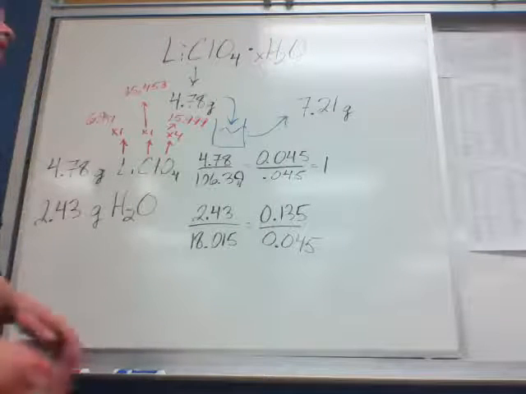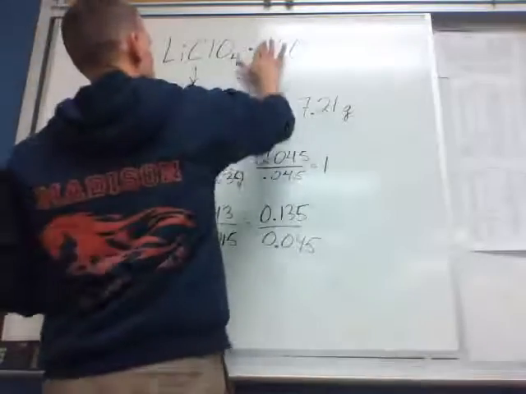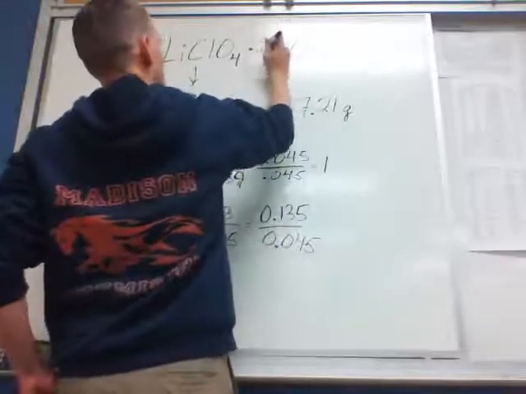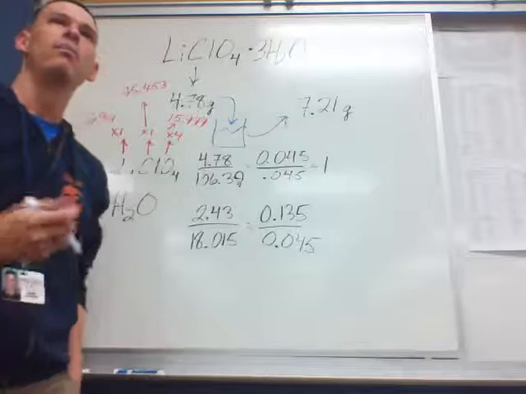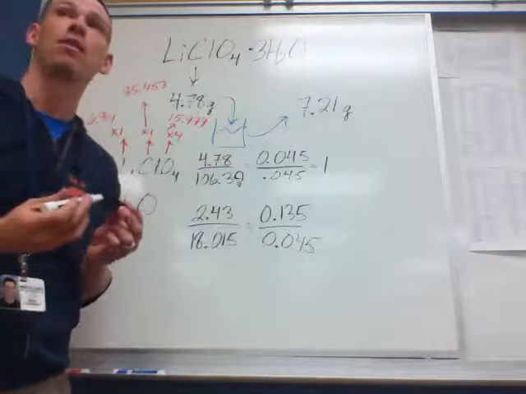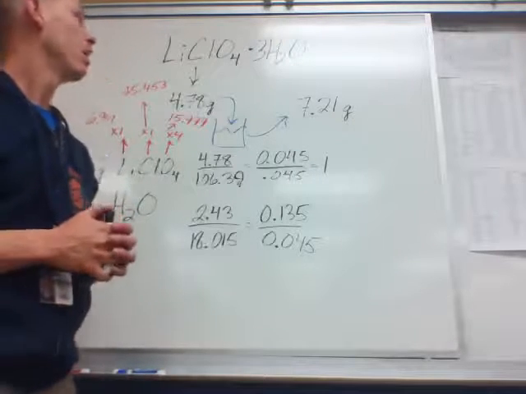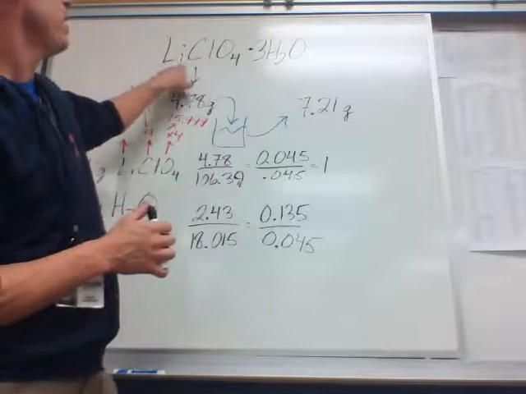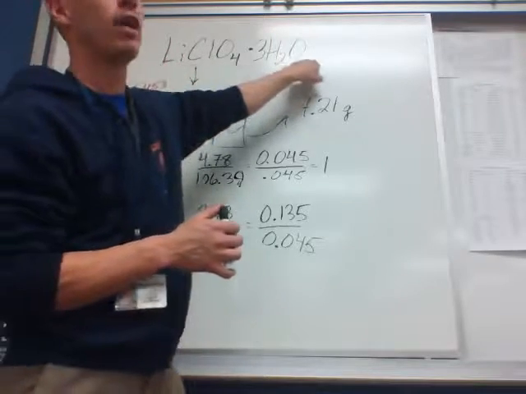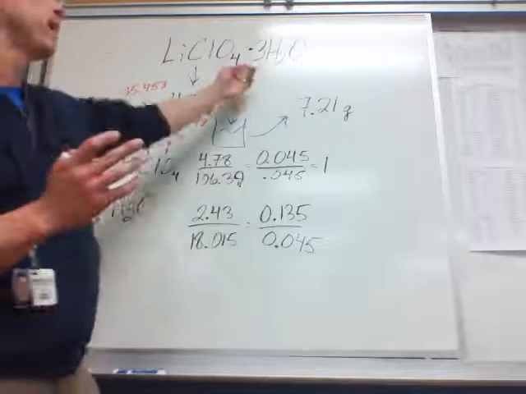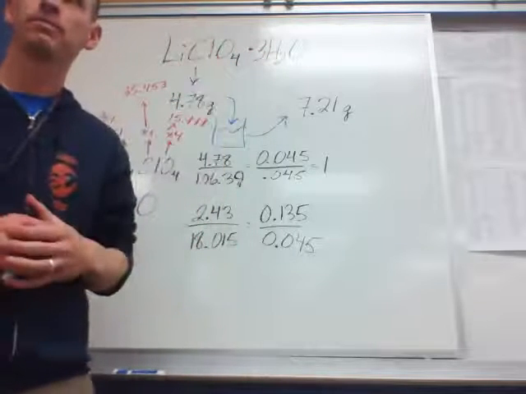How many moles of water did we have? 3. And that's this big number. We call these coefficients, by the way. I don't know if I said it earlier. The big numbers are coefficients. They'll be a big part of this class next unit. But this is lithium perchlorate trihydrate is one way to say it, but 3 hydrates.